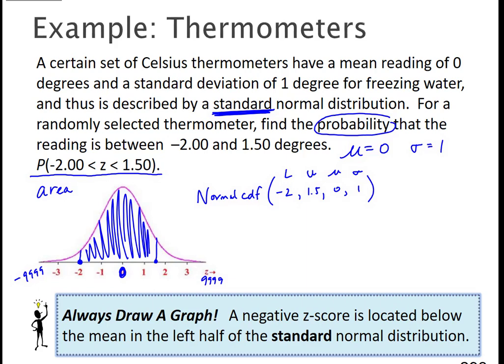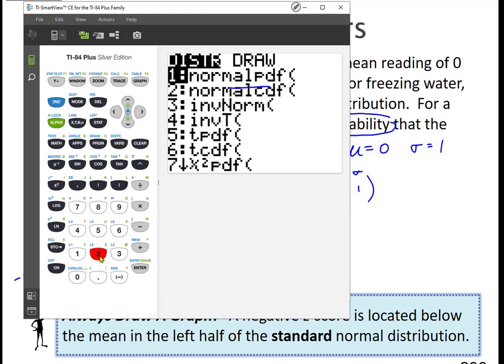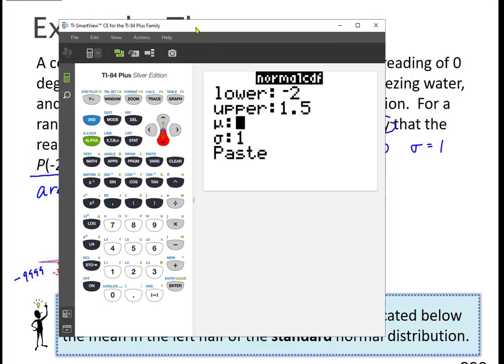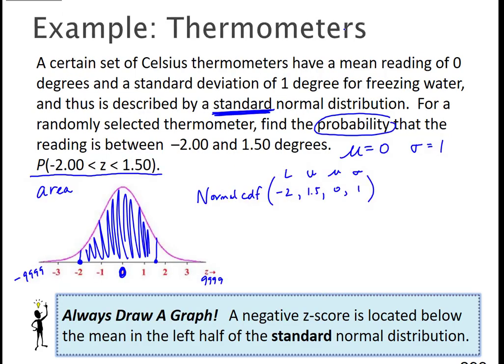Let's type it into our calculator. Second vars, or distribution, number 2. Remember that, of course, you're just going to type over it. So we have the -2, arrow down, 1.5, arrow down, and then the 0 and the 1 are already there as defaults. So you can press enter or arrow, paste, press enter one more time, and we have 0.9104.